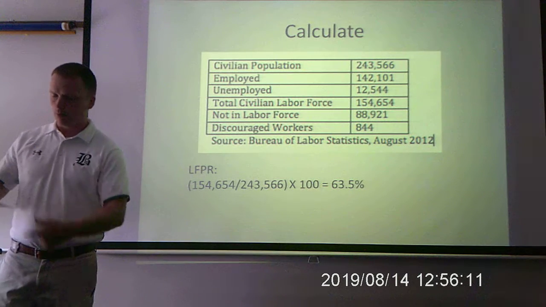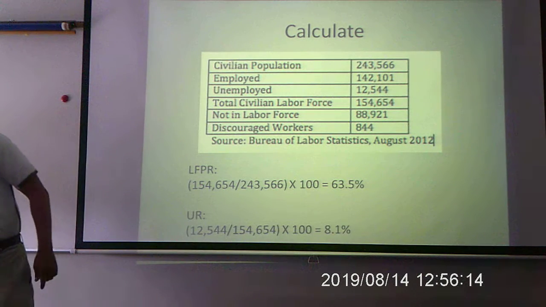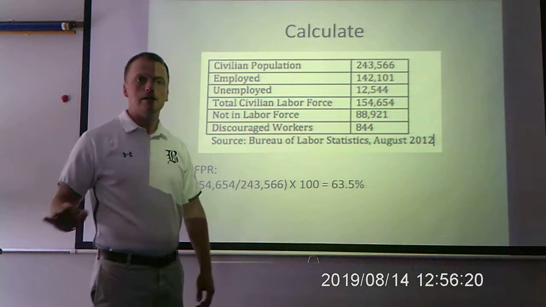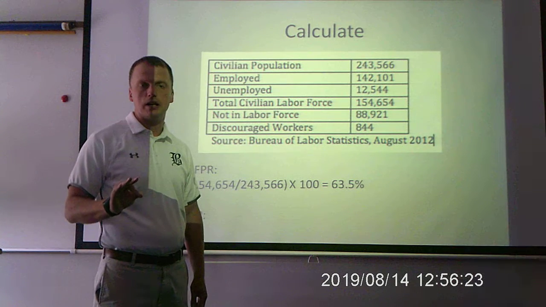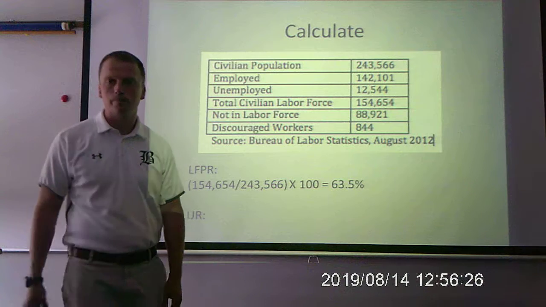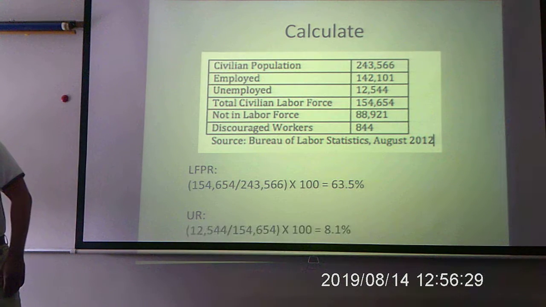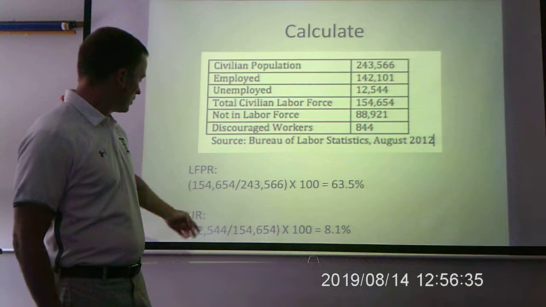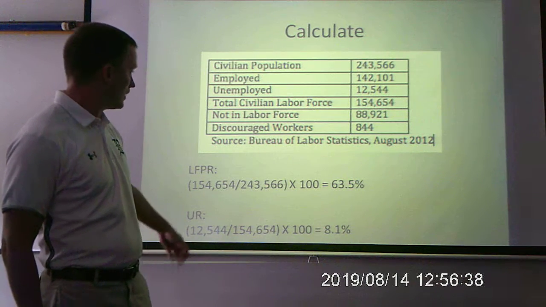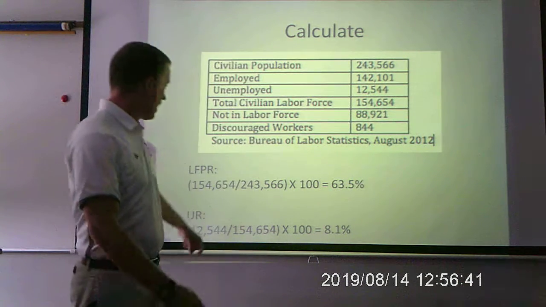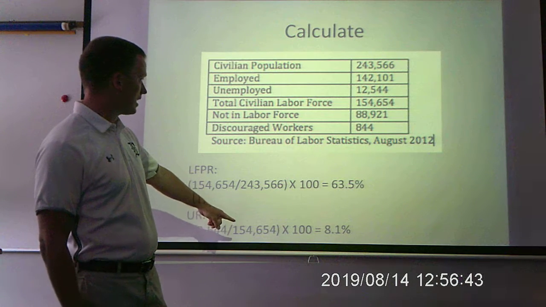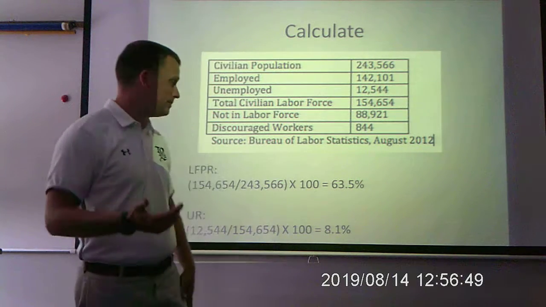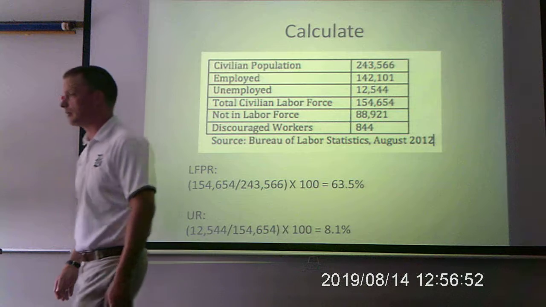What about unemployment rate? How do we calculate unemployment rate in this case? Pause the video, see if you can figure out what two numbers go together for calculating unemployment rate. $12,544, so that's going to be your unemployment. And then here you're using the size of the total civilian labor force. That's the formula we used before. It's going to be 8.1%, which is a tad high.